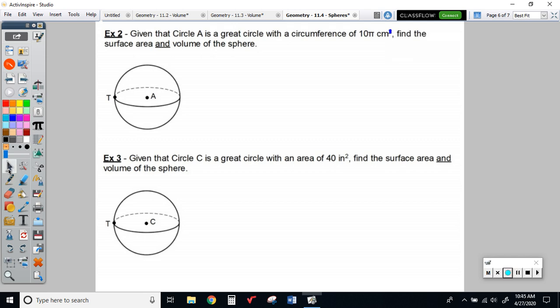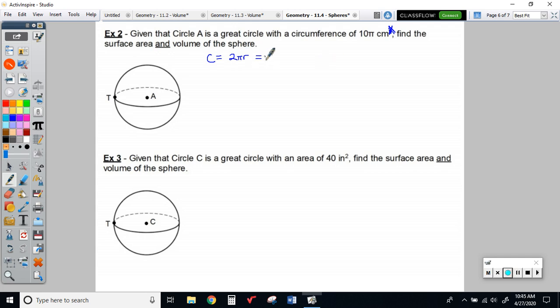I'm having a little trouble with my pen there. So cross out the squared part there. Sorry about that. So 10 pi centimeters. Find the surface area and volume of this sphere. So circumference, we know, is 2 pi r.